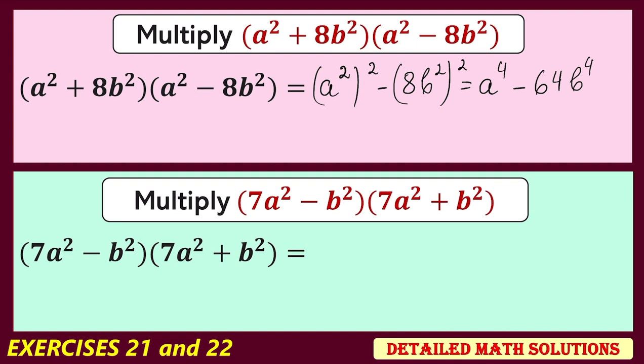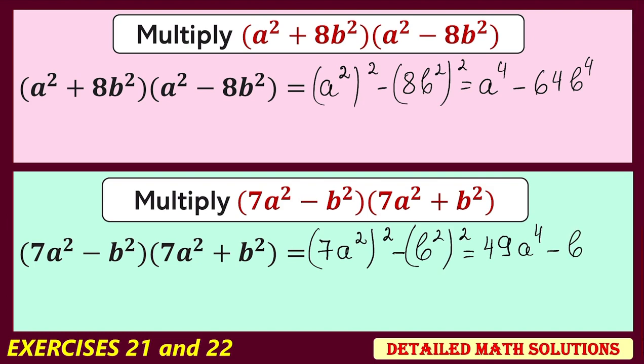Next exercise. Multiply 7a squared minus b squared in parentheses and 7a squared plus b squared in parentheses. When I apply the formula, this equals 7a squared in parentheses squared minus b squared in parentheses squared, which equals 49a to the power of 4 minus b to the power of 4.